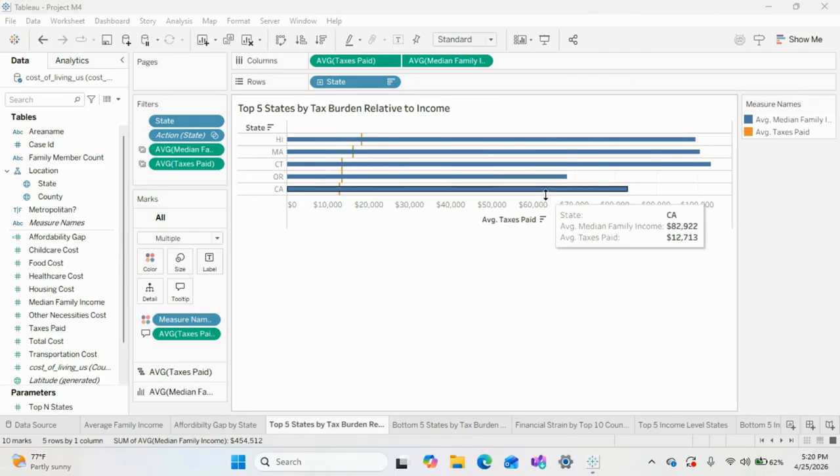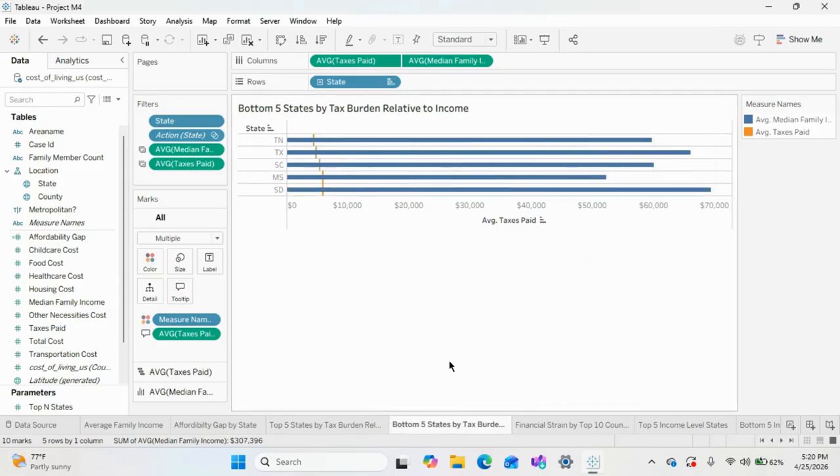And for this one, you can see the top five states by tax burden relative to income, which signifies that they may contain stronger economies. The next sheet I have is about the bottom five states by tax burden, and this comparison helps us better understand the financial pressure these residents may face in different states.